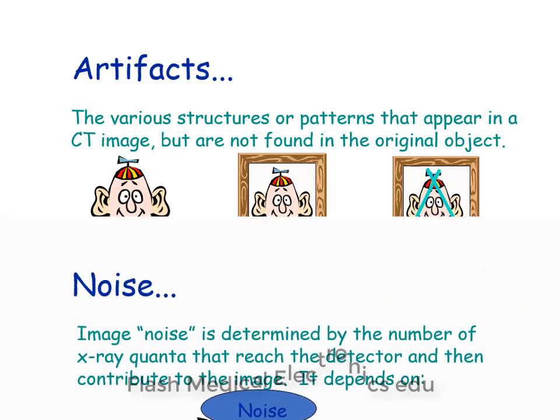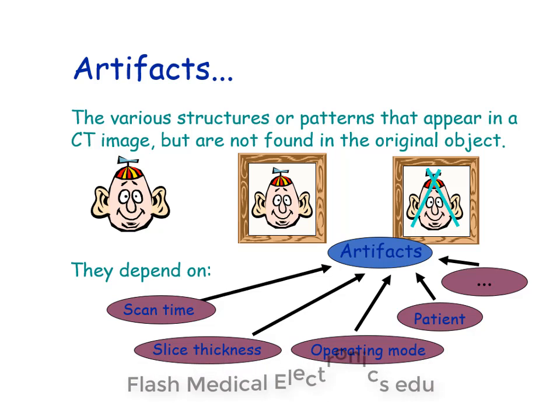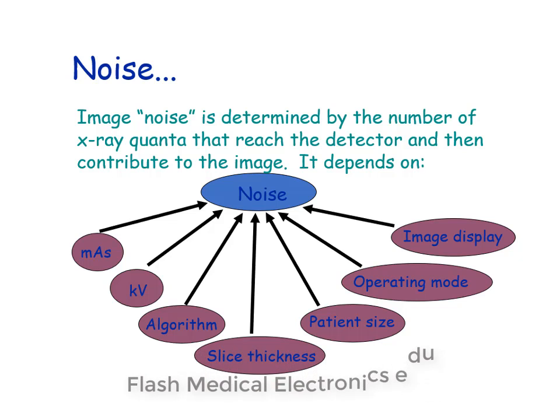Noise. mAs. The various structures or patterns that appear in a CT image, but are not found in the original object. Artifacts. Scan time. Operating mode. Slice thickness. They depend on patient. Noise. mAs. kV. Algorithm. Slice thickness. Patient size. Operating mode. Image display.